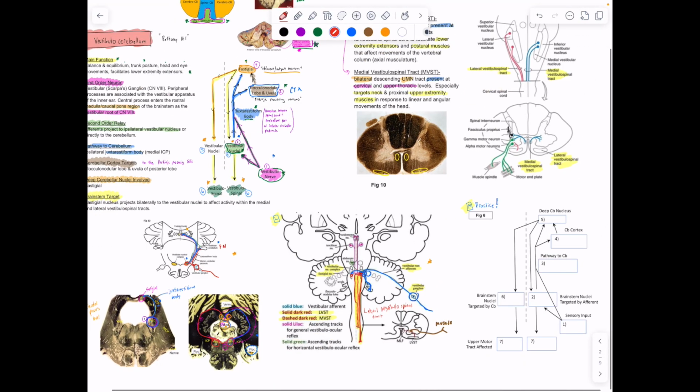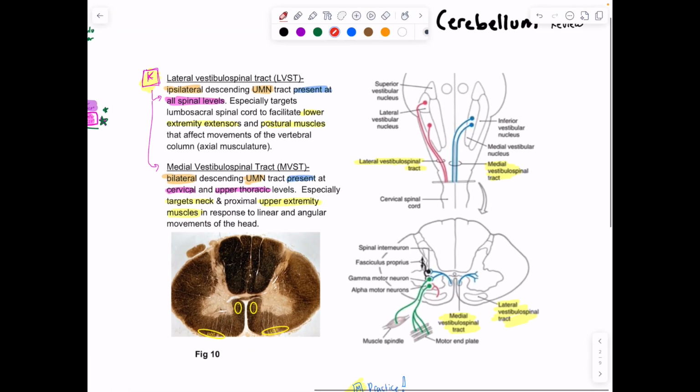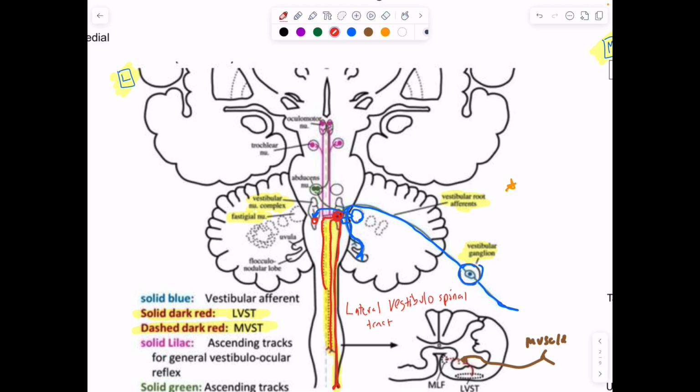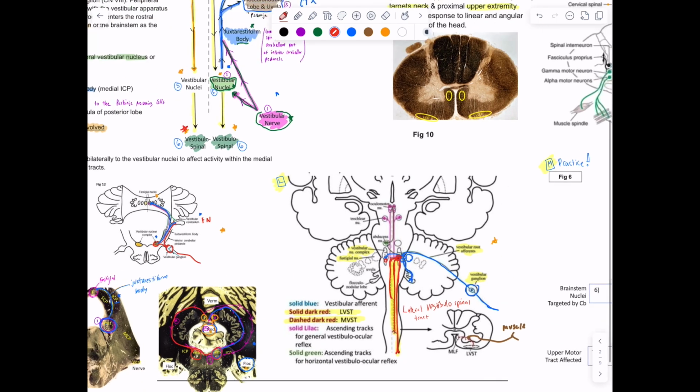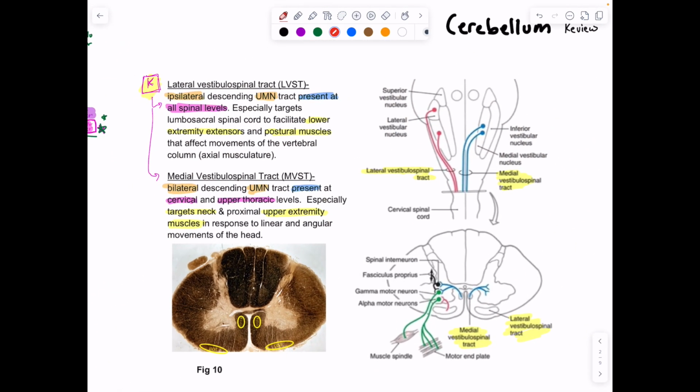We said our output is to vestibular spinal tract, and so we learned about this previously, but from our vestibular nuclei, you have the lateral vestibular spinal tract, and then you have the medial vestibular spinal tract. And so here it's just showing it. I don't know why they didn't show it coming from the same side. That's a little annoying, but the lateral vestibular spinal tract is ipsilateral, and it's present at all spinal levels. It facilitates lower extremity extensors. Again, this is for balance and postural muscles.